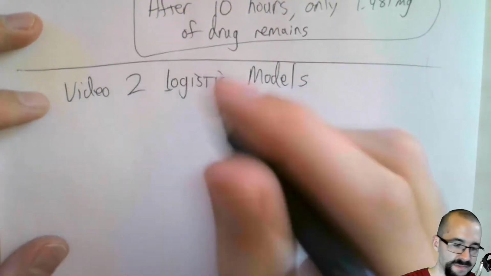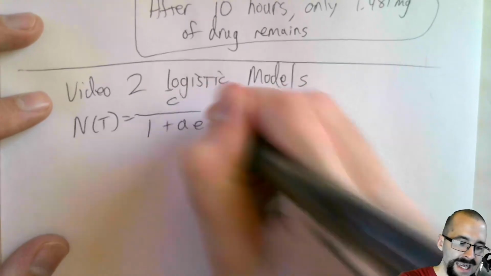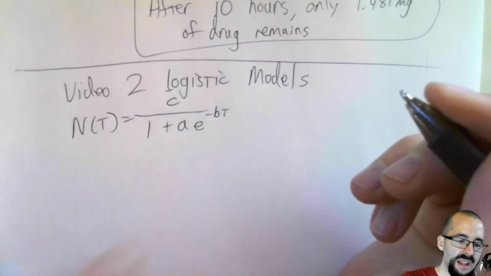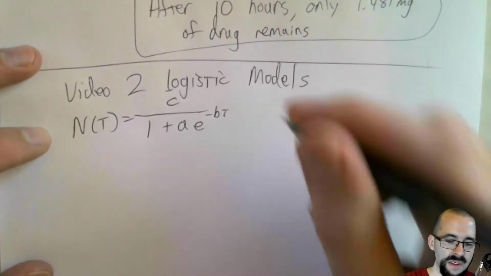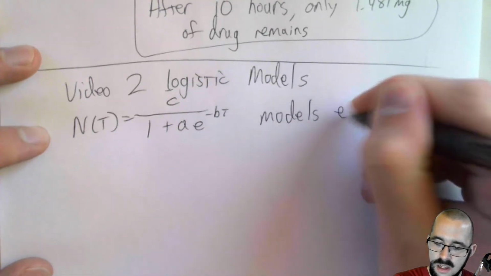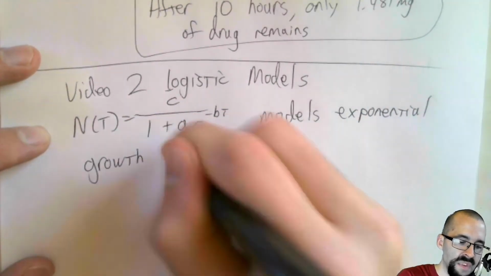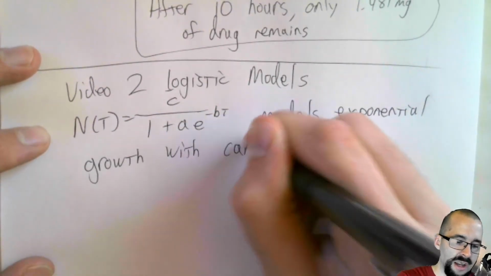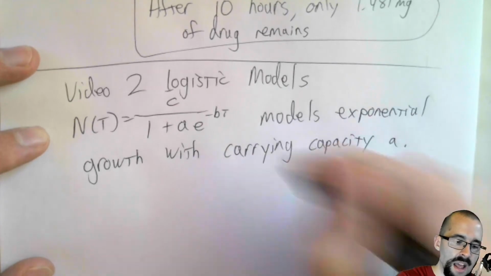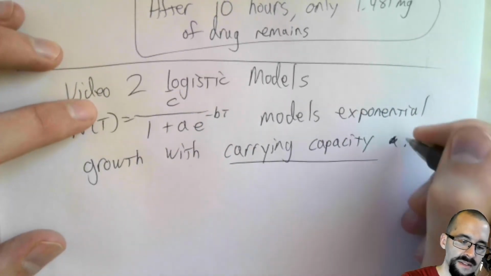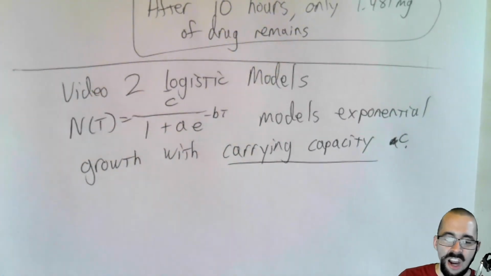So here is what we have. N of t is equal to c divided by 1 plus a e to the negative b times t. There's a lot of variation in how this model is named, but this is essentially what we've got right here. And this models exponential growth with something we're going to call carrying capacity. A. So not A. Carrying capacity is C. I renamed these. Okay, so that numerator, that is our carrying capacity, okay?